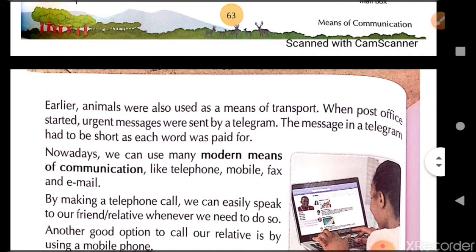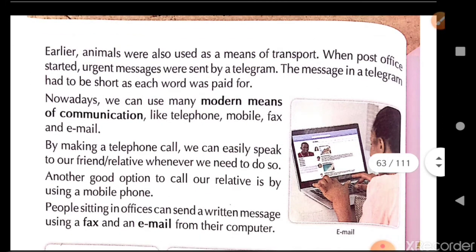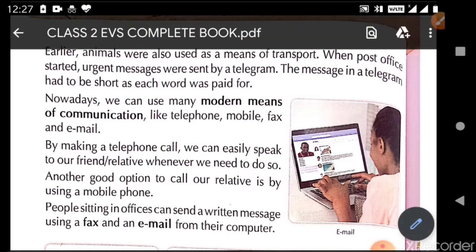Today I will explain modern means of communication. In earlier times, when these means were not there, people used to go themselves, or people used to send information through pigeons. They used to write the message on a paper and tie that paper on the pigeon's neck. Those pigeons used to be trained.